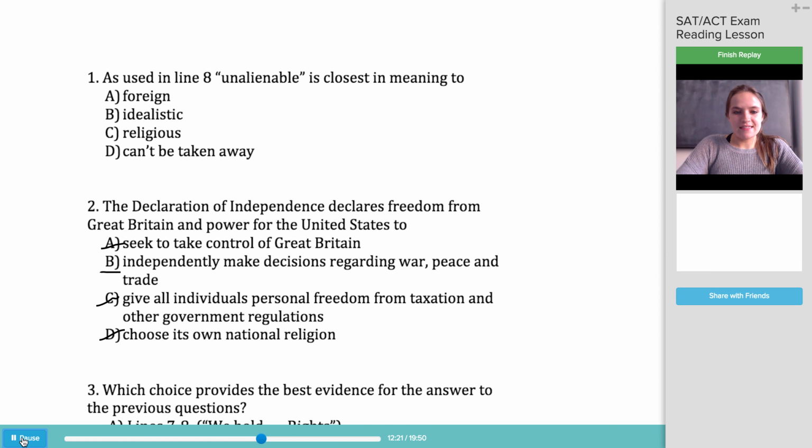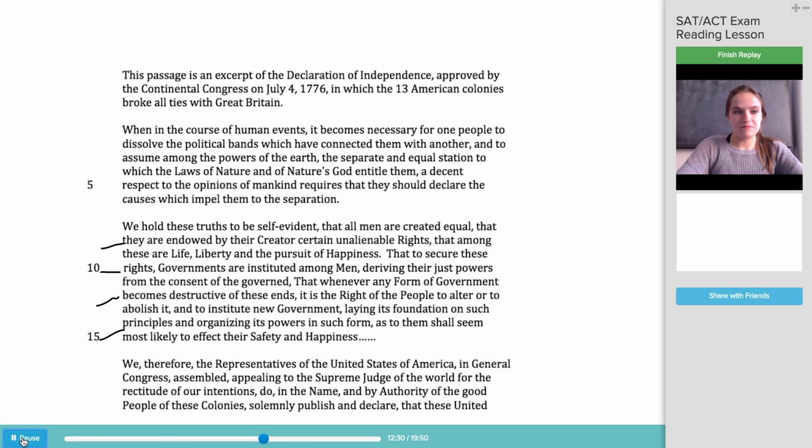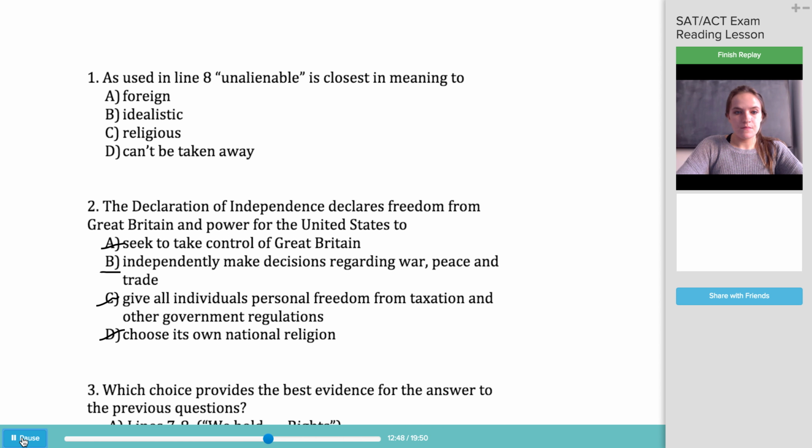So in this case, we actually just spent a lot of time on question 2, and I think you can point to the same text that we were just pointing to. So if we go back to the passage, we were looking down here. As free and independent states, they have full power to levy war, conclude peace, contract alliances, establish commerce. So this is around lines 23, 24. And that is one of our options here. So that is going to be the correct answer.